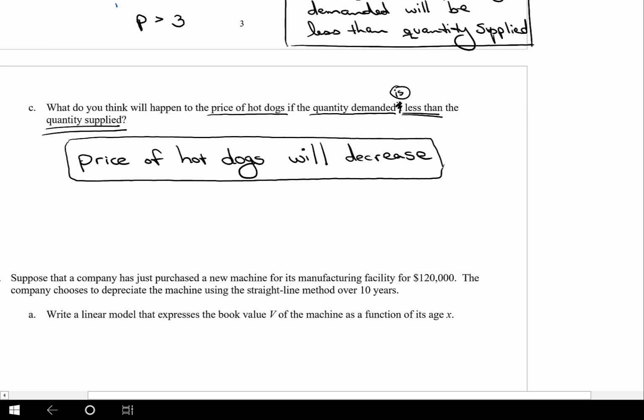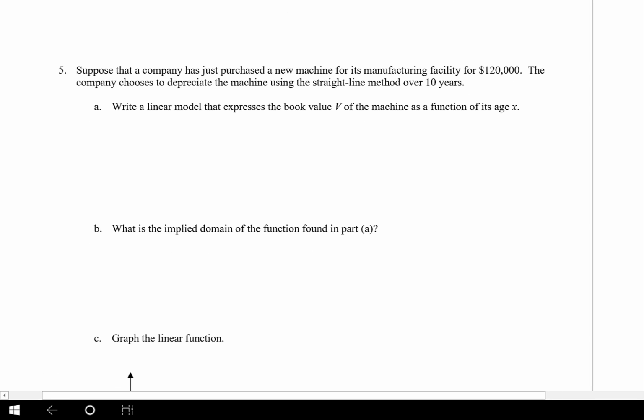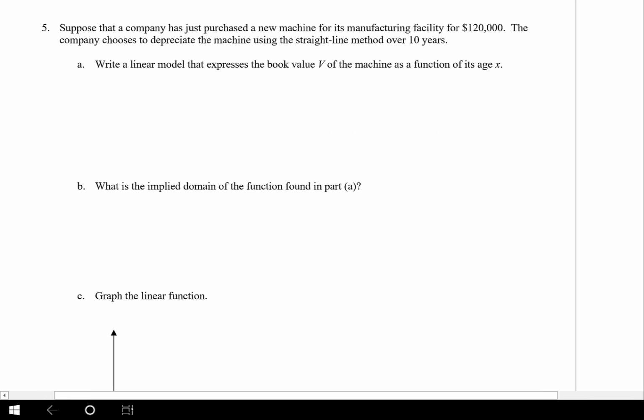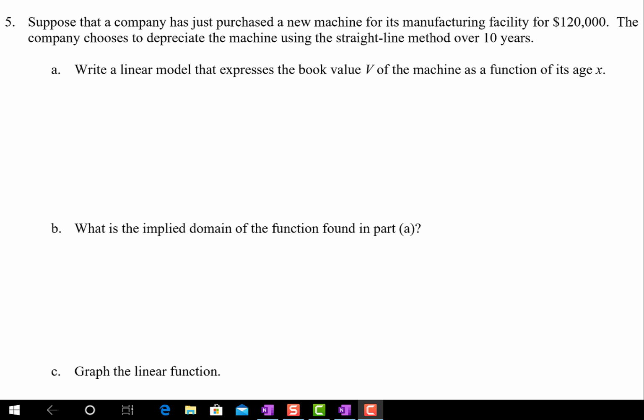All right, let's go to the next problem. Number 5. Suppose that a company has just purchased a new machine for its manufacturing facility for $120,000. The company chooses to depreciate the machine using the straight line method over 10 years.